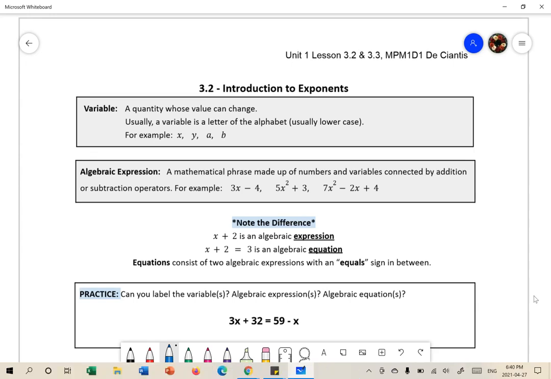It's important to note the difference between an expression and an equation. The difference is the equal sign. An equation has an equal sign that separates an expression on the left side and an expression on the right side of it. So if you see that equal sign separating the left and the right side, then that's an equation. If there is no equal sign, then it's an expression.